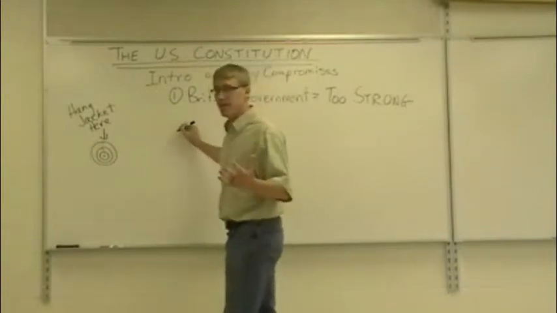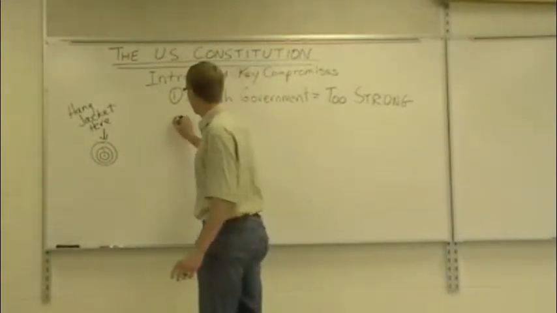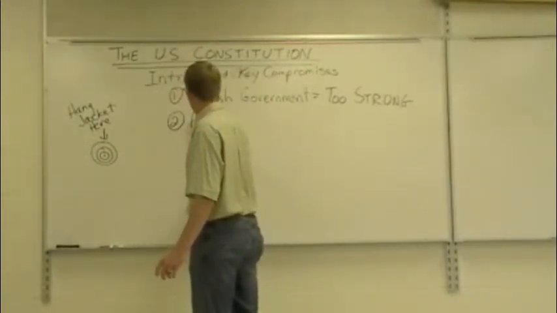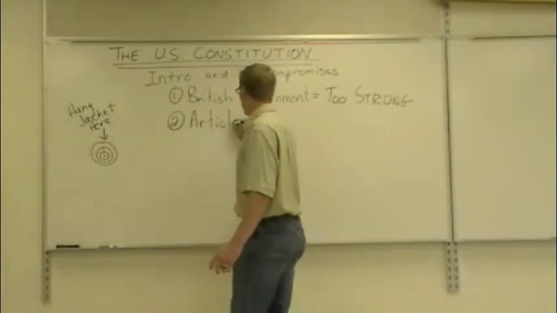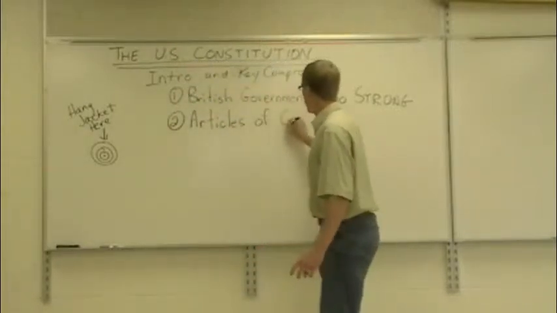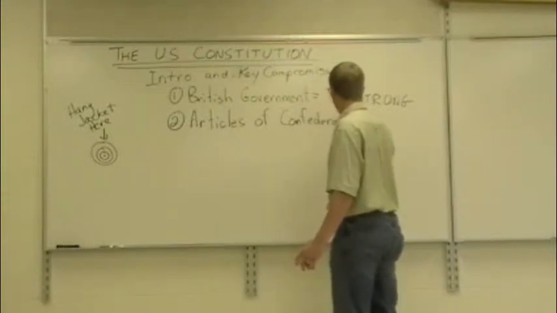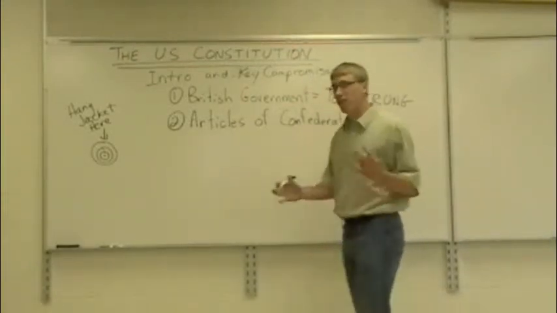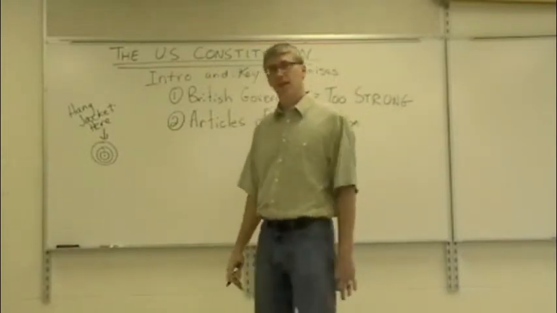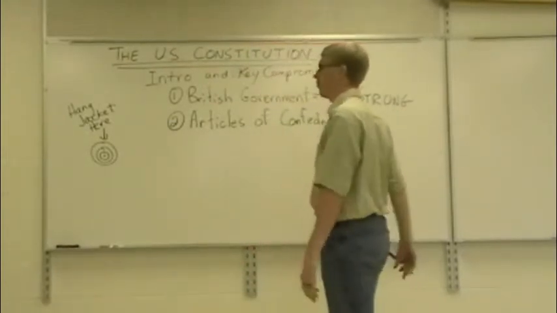And then the Americans have to create their own government. So they come up with something they call the Articles of Confederation. This is an American government to govern America, our first government, right? So the Articles are now the government of the land.